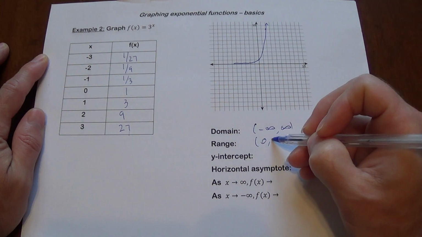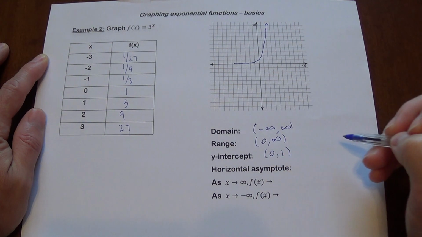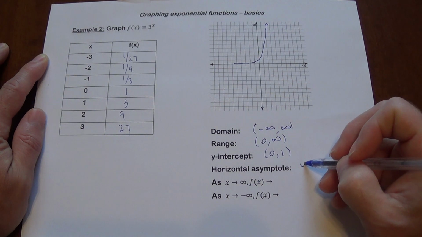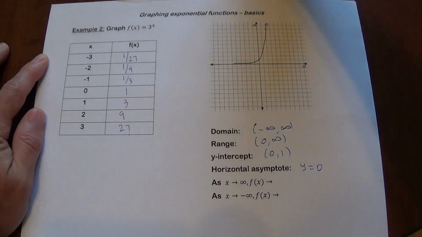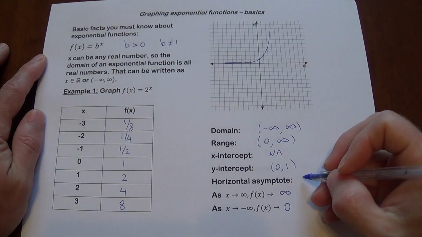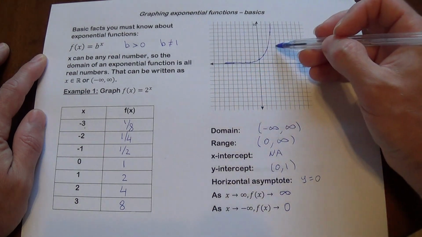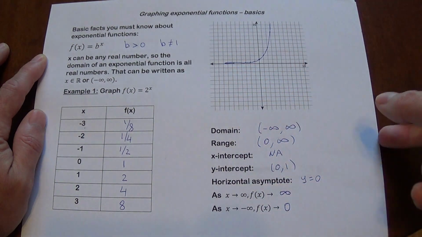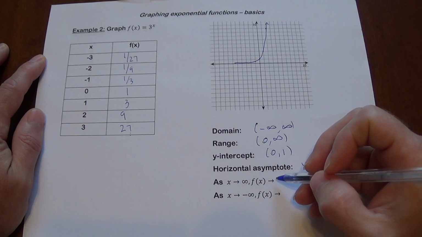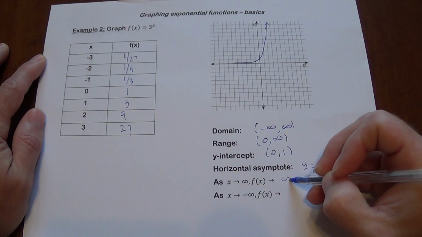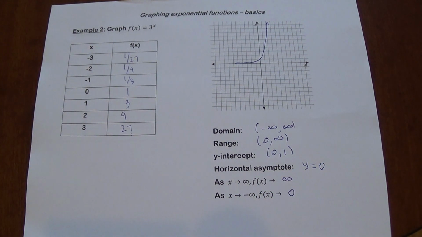The range is still going to be 0 to infinity. The y-intercept is still 0, 1. The horizontal asymptote is going to be y equals 0. By the way, my apologies, I forgot to do it in the previous problem. It is also y equals 0. A horizontal asymptote is a line to which the graph is going to approach infinitely close. Okay, and same thing happens here. As x approaches infinity, f of x approaches infinity, and as x approaches negative infinity, this is going to approach 0, which is our horizontal asymptote.